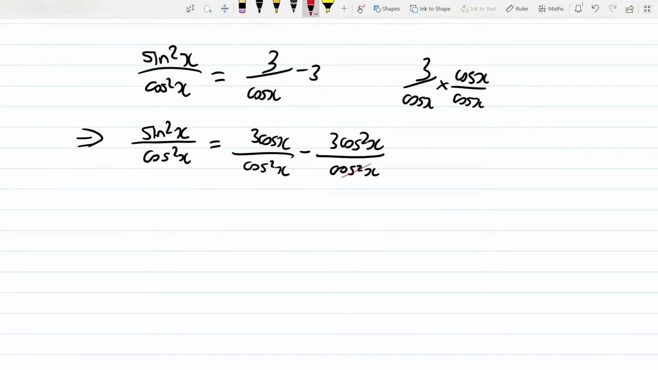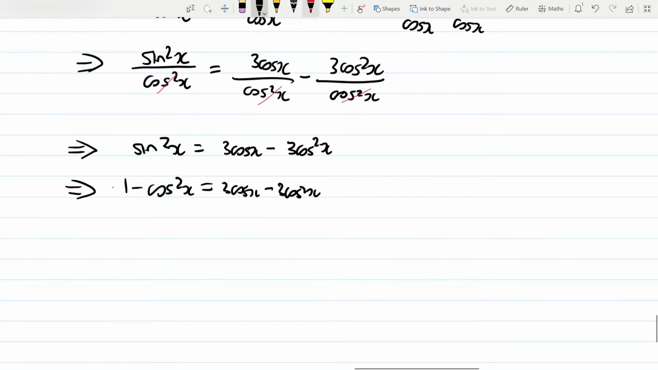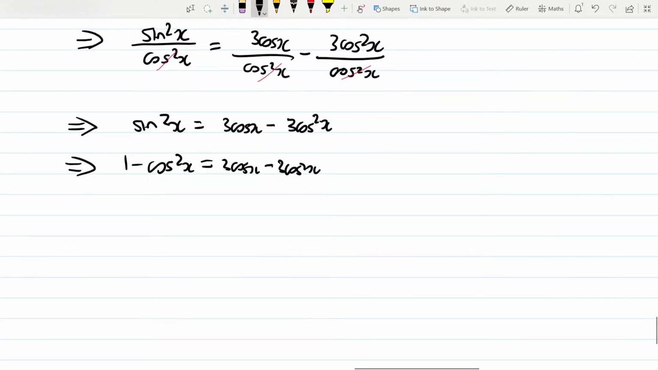And we can just go like kaboom, kaboom, and kaboom out of here. Just put the numerators equal to each other. Sine squared x is equal to 3 cos x, take 3 cos squared x. This left hand side can be simplified. Well, actually converted, I should say, not simplified. 3 cos x, take 3 cos squared x. That's just a Pythagorean identity, like cos squared x plus sine squared x equals 1.